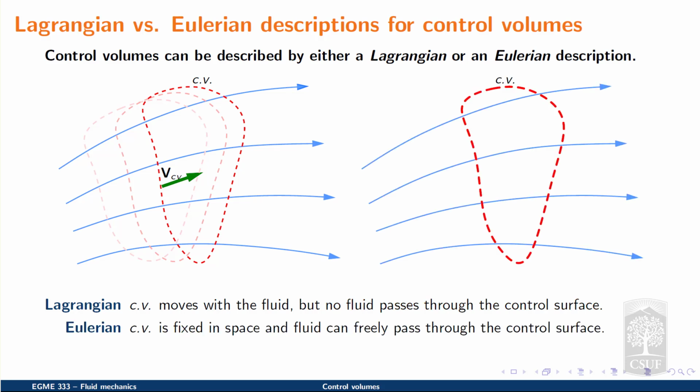In the Eulerian description of a control volume, often the control volume is fixed in space, or itself can also be moving. However, the key difference is that the fluid is allowed to freely pass through the control surface, where you might have mass flow entering the control volume, and simultaneously there could be mass flow exiting the control volume.